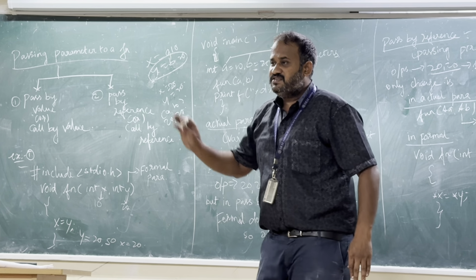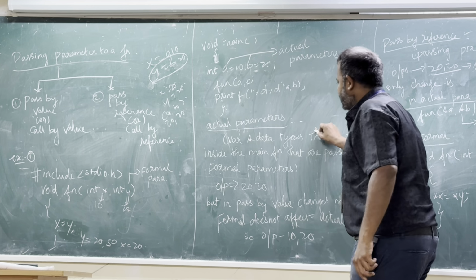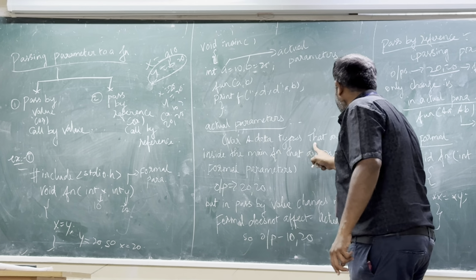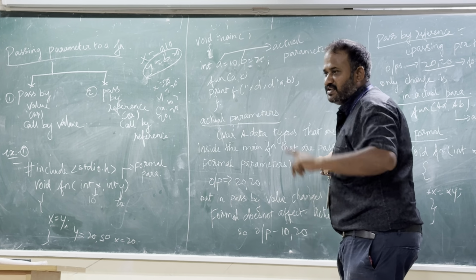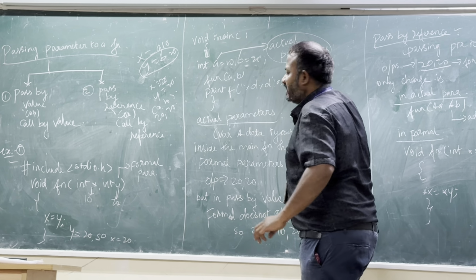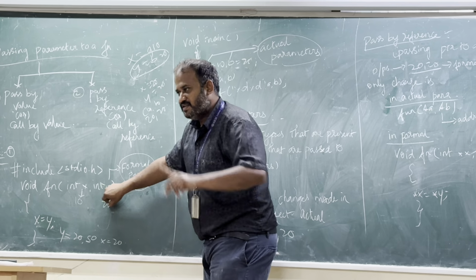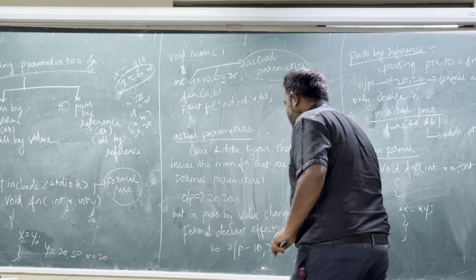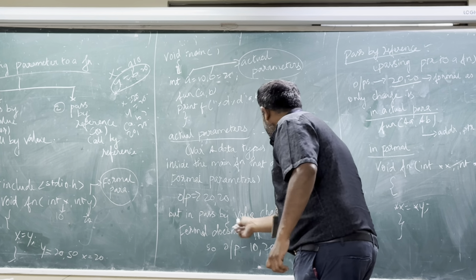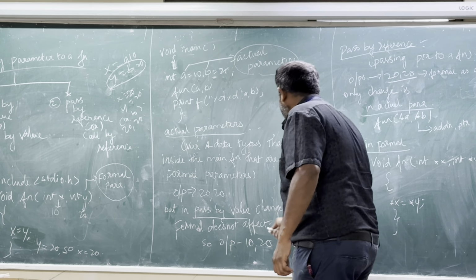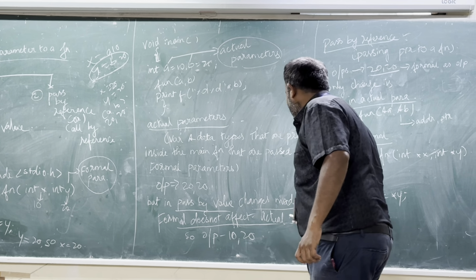But this is not the output. The condition here is that the variables and data types present inside the main function are passed to the formal parameters. I told you this is your actual parameter, and this actual parameter value is passed to the formal parameters x and y. That is the first condition. The second condition is that even though it is passed to the formal parameter by call by value or pass by value, the changes made in the formal parameter do not affect the actual parameter.